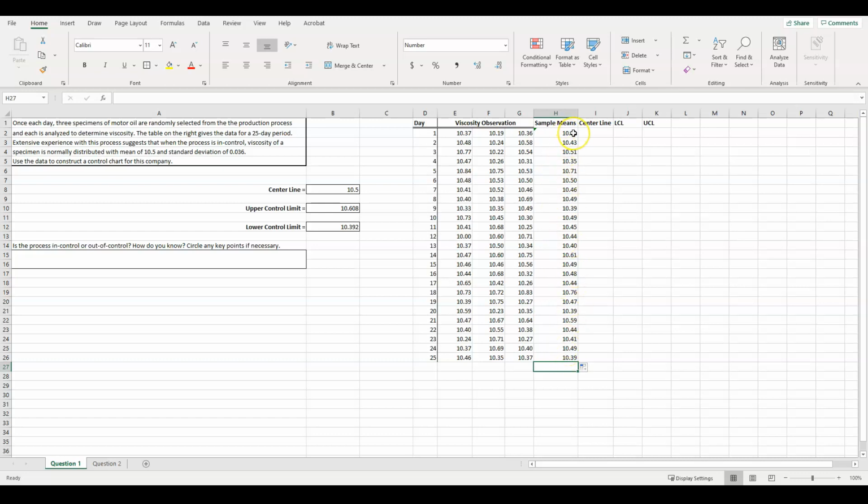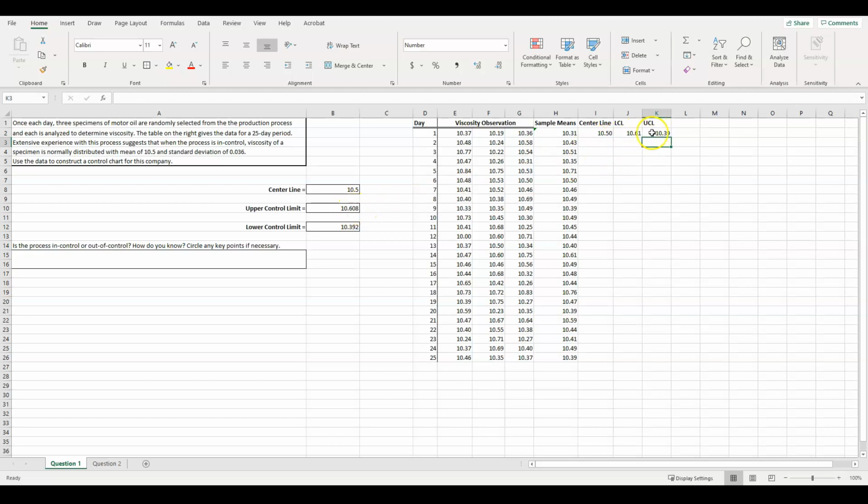Those are the ones that I'm going to chart when I do this. The center line, the lower control limit, the upper control limit, I'm just going to copy those. 10.5, this I'm looking from the left. 10.5, 10.608, and 10.392. Did I get that right?